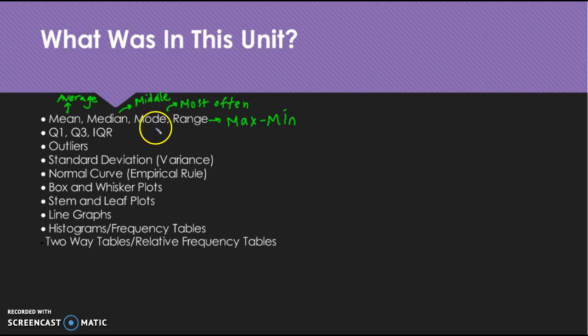Sometimes if you have data that's not numerical, right, that might be a mode, or if you have one number that's repeated a lot, then the mode might be the better way of looking at your data.